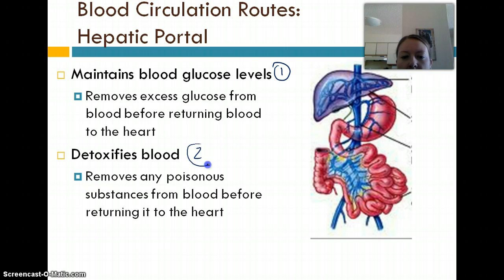And the second reason is that the liver is the only organ that really detoxifies our blood from alcohol and drugs or other poisonous things. So it wants to make sure it gets all of those things out to be processed before going back to the heart. So that's why we have two capillary beds for that blood.